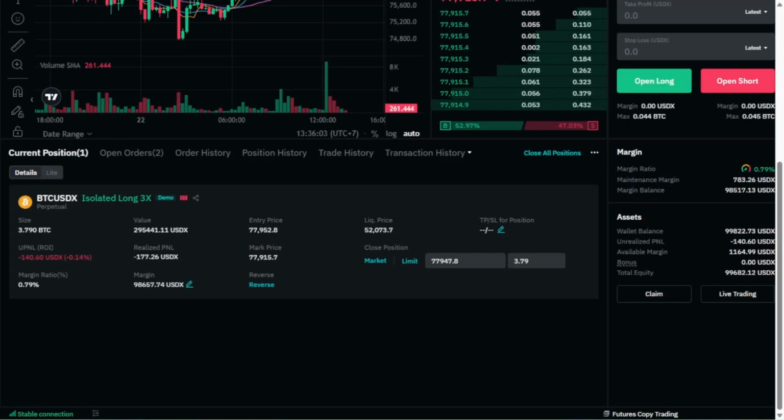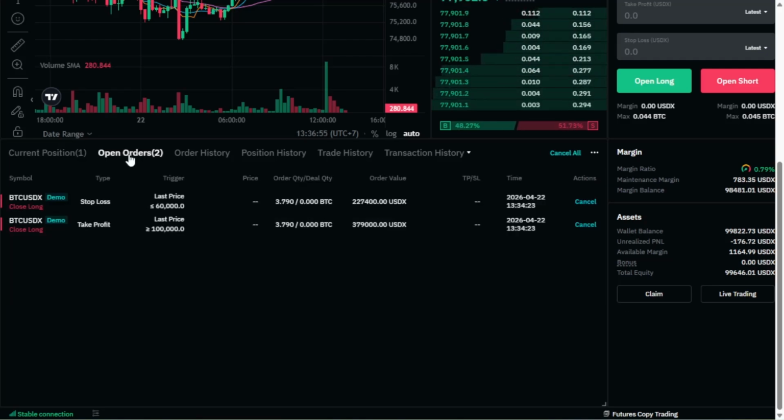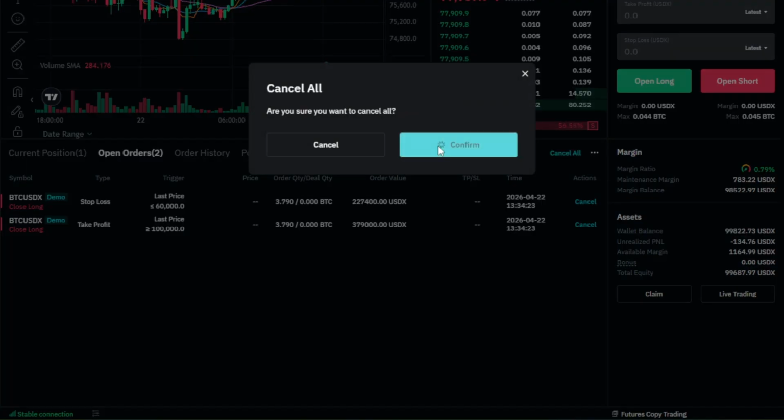Here we can see things like the size of our order, the value of it, our realized P&L, and our entry price. If we wanted to see our open orders, so our take profit and stop loss order that we made, we would just head to open orders and we can see both of our orders. To cancel them, we can just click cancel all.